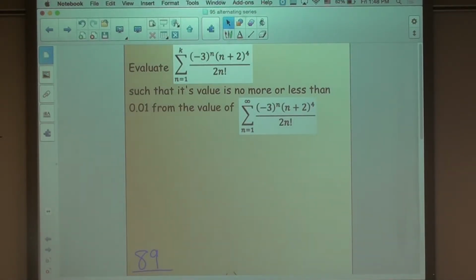Say the true sum is all infinity terms. Say I add the first 5 terms. The difference between the first 5 terms and the whole sum is never more than the next term, the 6th term. The next term is your remainder. It's the maximum possible.